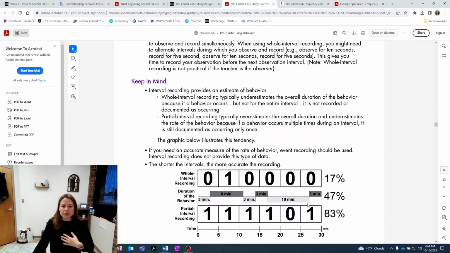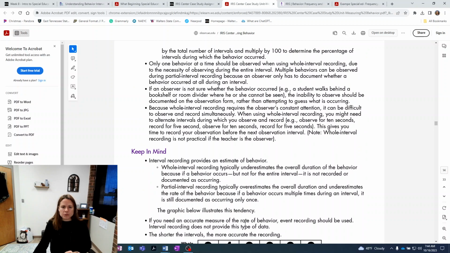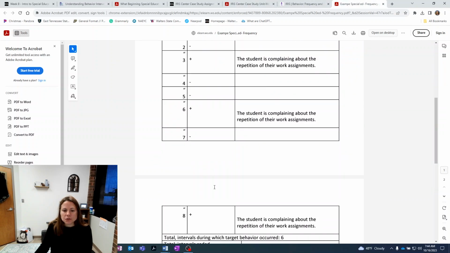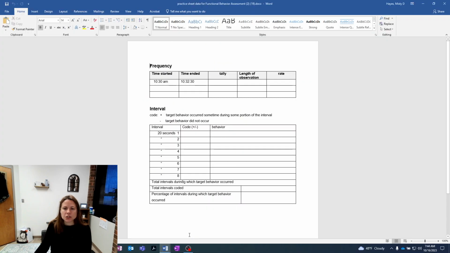So look up here, it gives you a little bit, if you're doing partial interval recording, just remember that you have to calculate how many seconds it happens. All right, so that's what you'll do. You will turn this into Dropbox. All right, so remember you have to count however many times the behavior occurred, right? How many were coded, and then divide it, and that's going to give you your percentage.